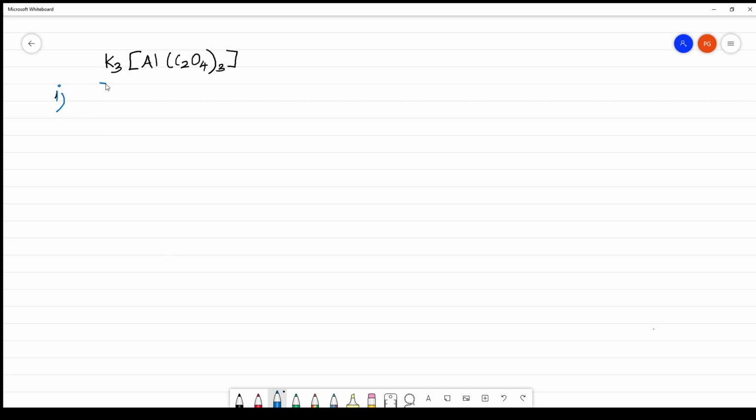See here, this is the cation. Potassium is the cation. And the complex is what complex? This is an anionic complex. So, this is the cation and this is the anionic complex. First, what we have to name is the cation. What is the cation here? The cation is K, potassium.